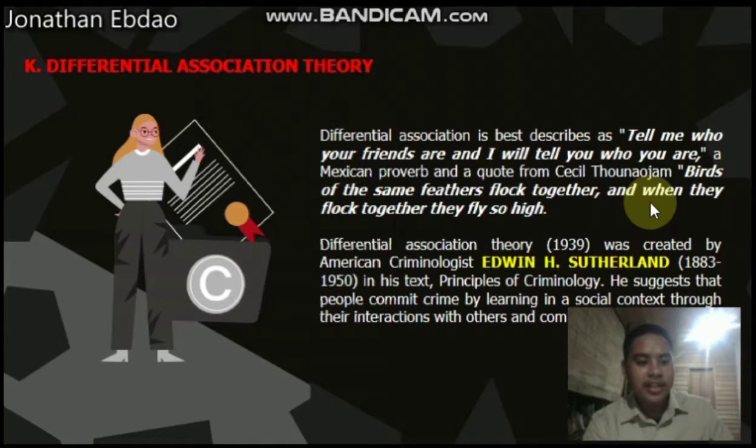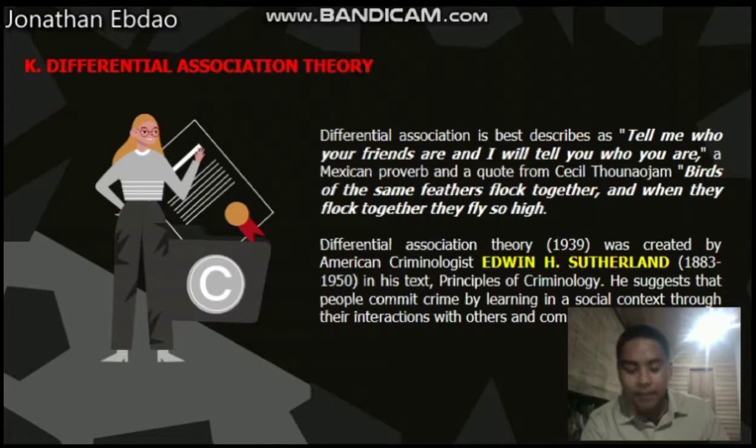The next one is the differential association theory. Differential association is best described as "tell me who your friends are and I will tell you who you are," a Mexican proverb. And a quote: birds of the same feather flock together, and when they flock together, they fly so high. Differential association theory was created by the American criminologist Edwin H. Sutherland. In his text, Principles of Criminology, he suggests that people commit crimes by learning in social contexts through their interactions and communication with others.